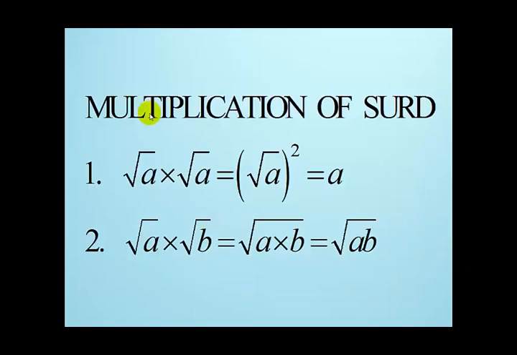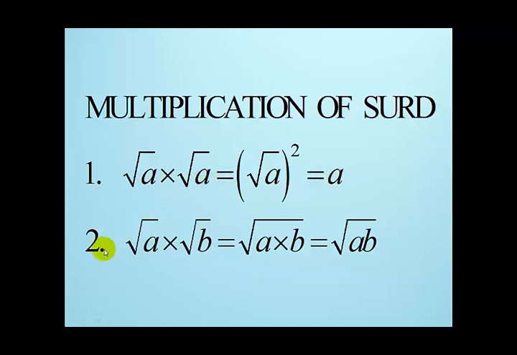Now let's look at multiplication of surds. The square root of a times the square root of a is equal to the square root of a all squared. And the 2 cancels the square root and we are left with a. That means that the square root of a times the square root of a is equal to a. So the square root of a number times the square root of the same number is equal to the number.